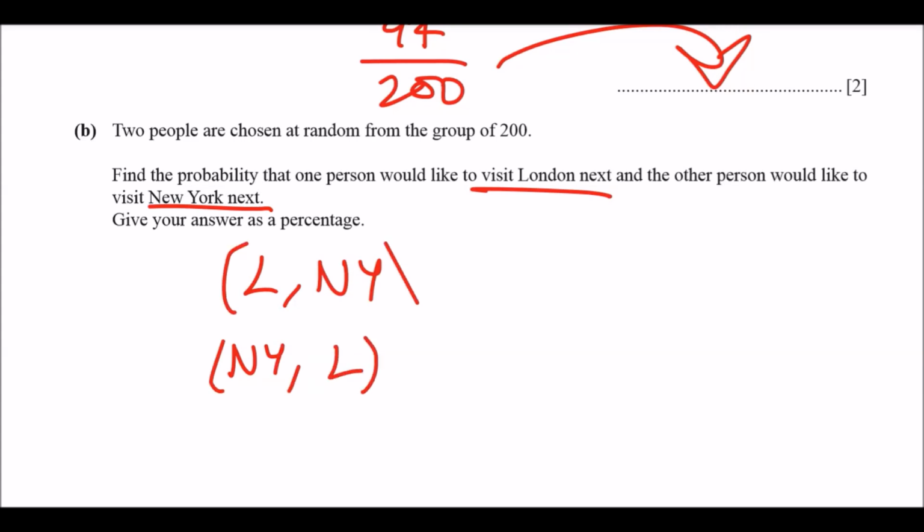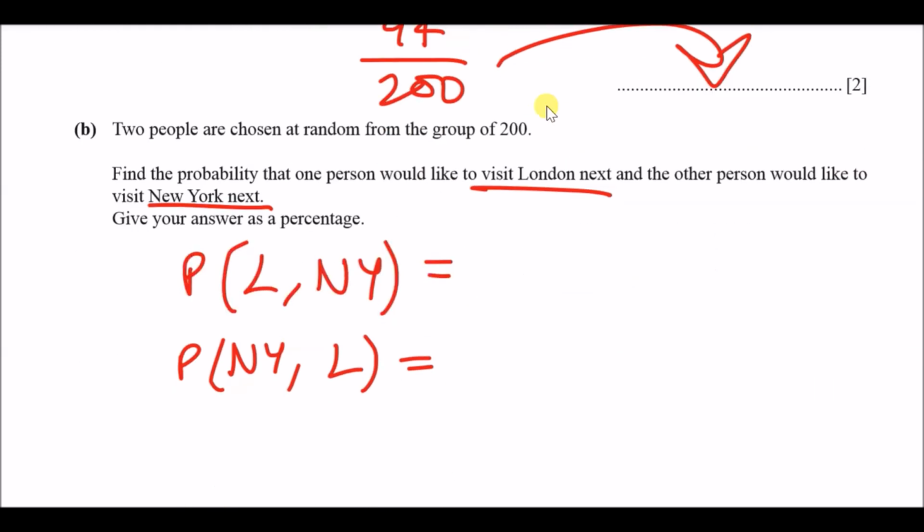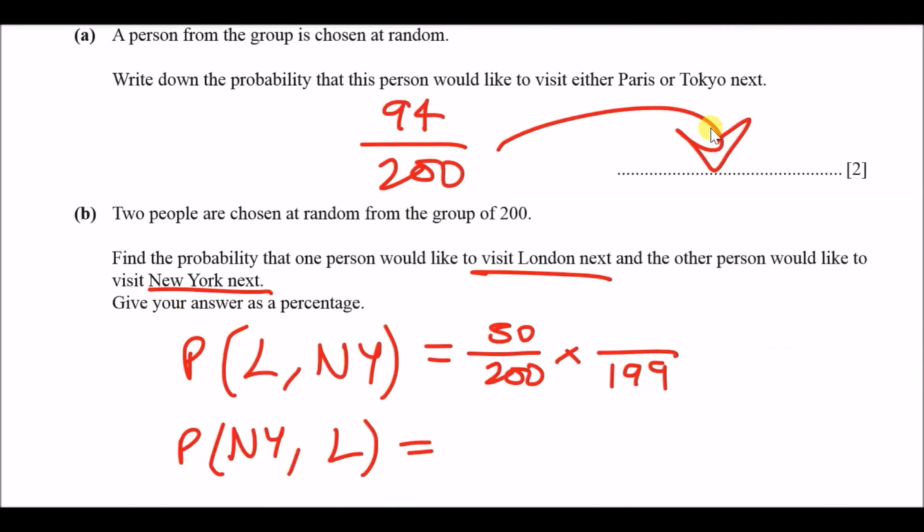So the way this functions is that we always have to think of this as 2 separate probabilities, in any order. So you have to write both orders. Now all you have to do is work out the probability of them going to London first. Going to London, you've got 50 out of 200 people. Now if that guy went to London, you've got one less person in the group, so 199 people. And the chance of him going to New York would be 56. And that's it. Then you've done this probability.